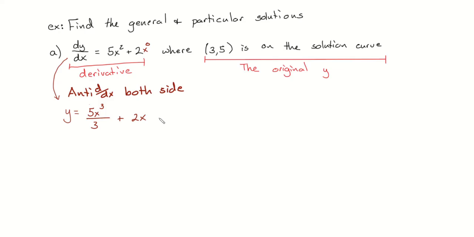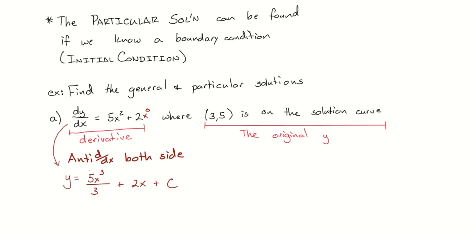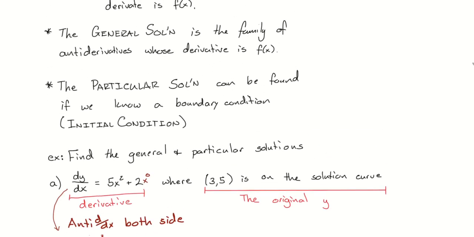Anything else? Oh, important. Right now, do we have one specific function in particular, or do we have a whole family of functions? How do you know that? Because it's plus C, and there are literally infinitely many C values that we could pick. So right now, we have a family of functions that have this as a derivative. What did we just find?